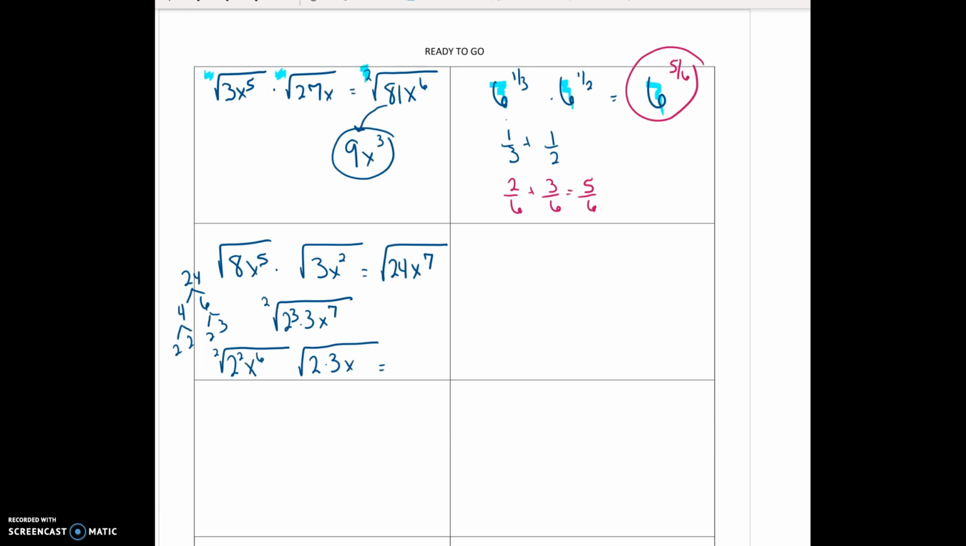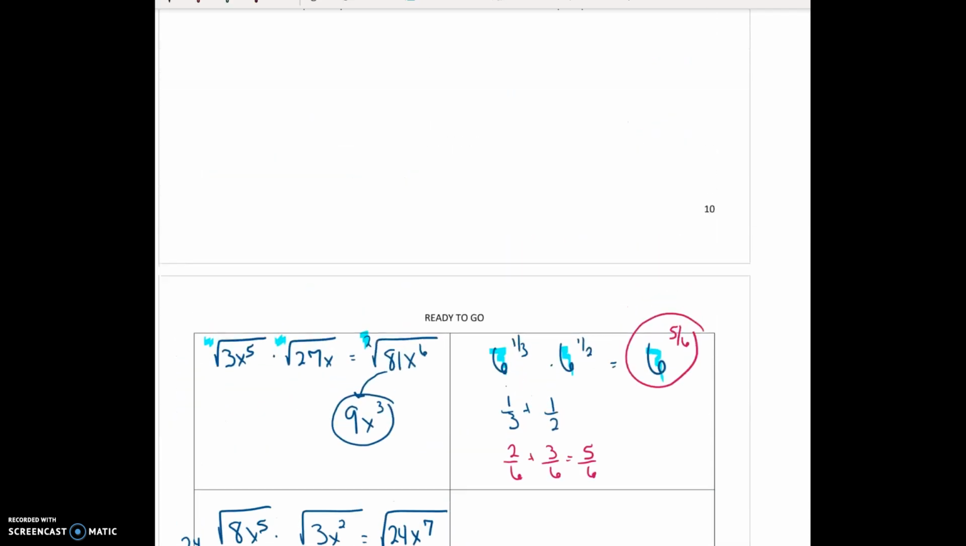So bringing everything out from my perfect, again, this part's my perfect right here, I can get 2 x to the 3rd, and inside that radical that's still stuck is 6x. All right, so these are all things that we've done before. We're just starting to put a bunch of different problems together and seeing how those go.